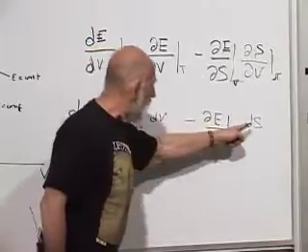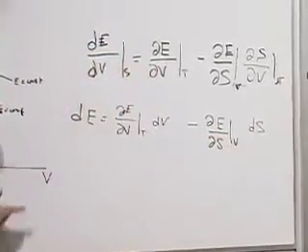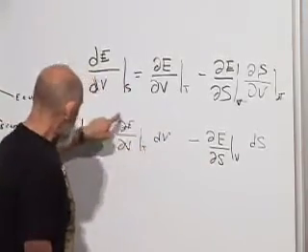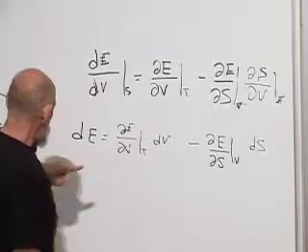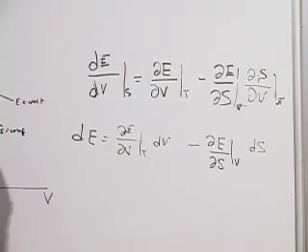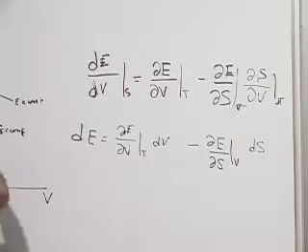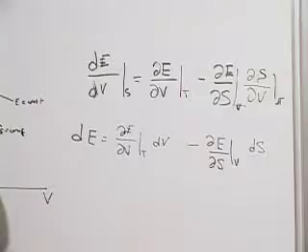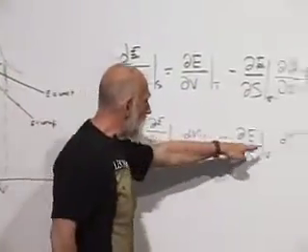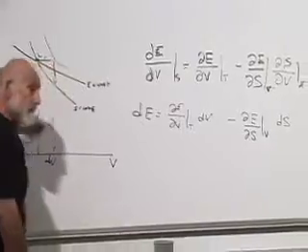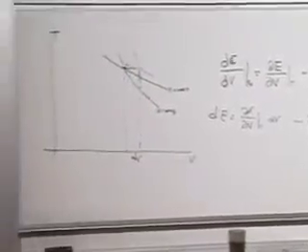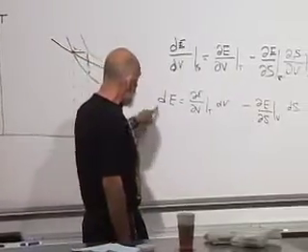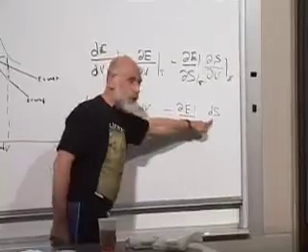In this formula, you can think of volume and entropy as the independent variables. Change in energy with temperature and volume. Derivative of energy with respect to volume, keeping temperature fixed. That's horizontal. Then derivative of energy with respect to entropy at fixed volume times the change in entropy in going from here to here. Total change in energy. In this formula, you can think of the energy as a function of volume and entropy.